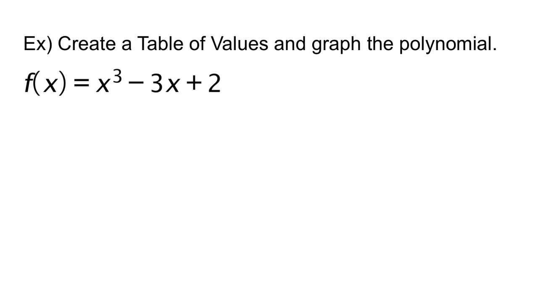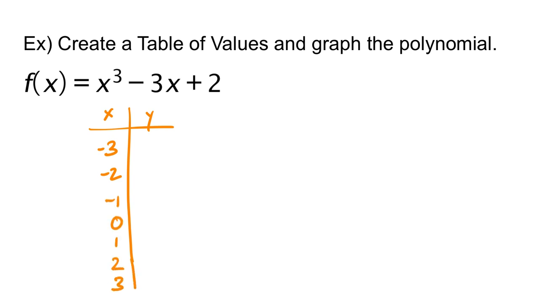Okay, now we know what a polynomial is. Let's try to see what a graph of a polynomial can look like. So the first thing we're going to do is create a table of values for this equation. A table of values we're going to do just like we've been doing before. Nothing new, nothing different. We'll put some numbers down here. I'm going to go from -3 to +3.